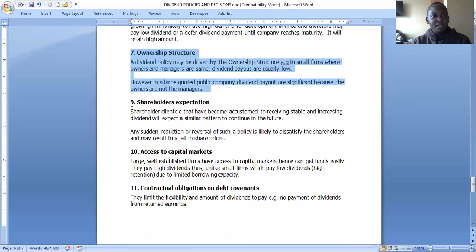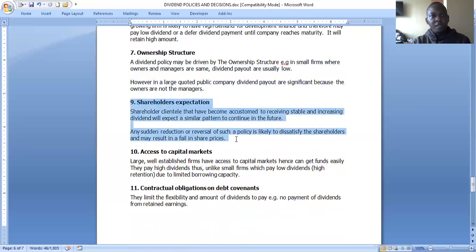Then you have the shareholders' expectation. Like in the clientele theory, we talked of two clienteles of shareholders. We have the high income shareholders who prefer low dividends, and we have the low income shareholders who prefer high dividends. So if the dividend policy is affected, then the firm may lose its value because the shareholders will start leaving the firm, which will affect the value of the business.